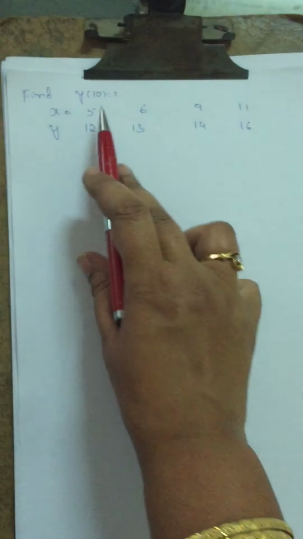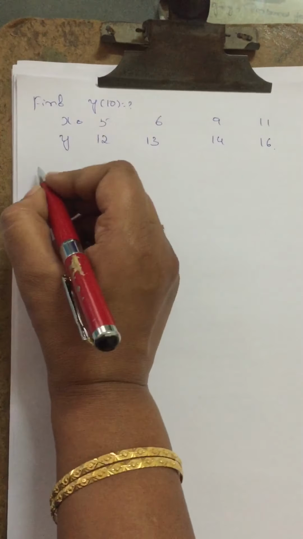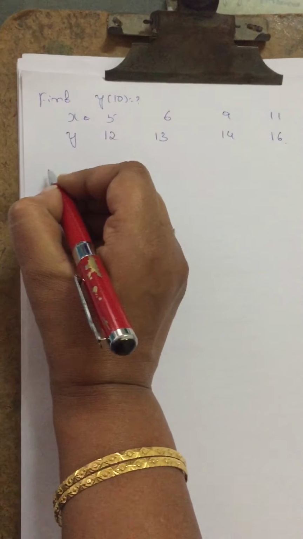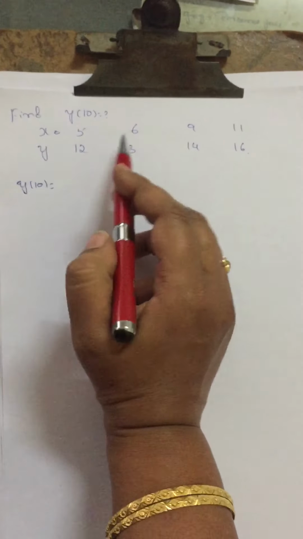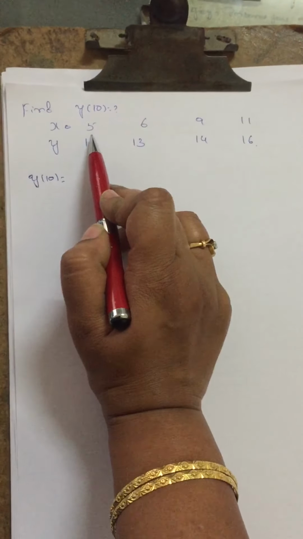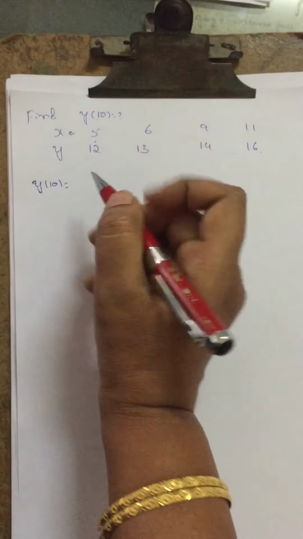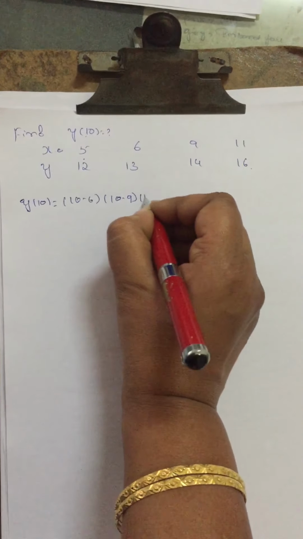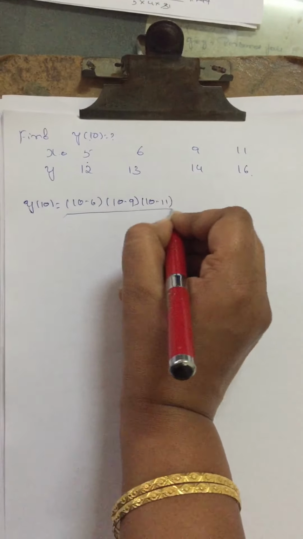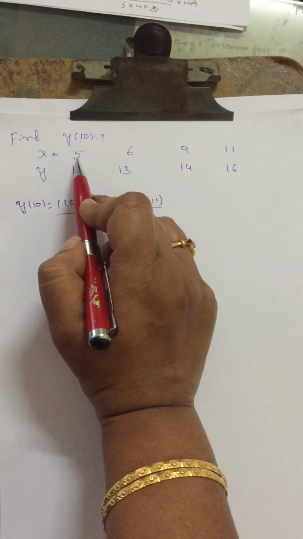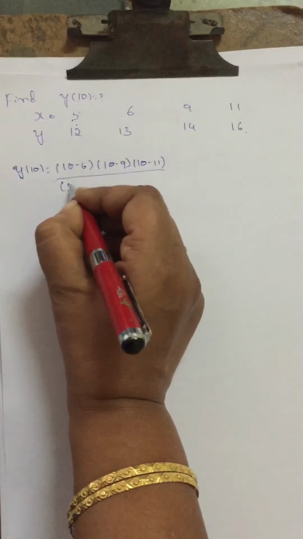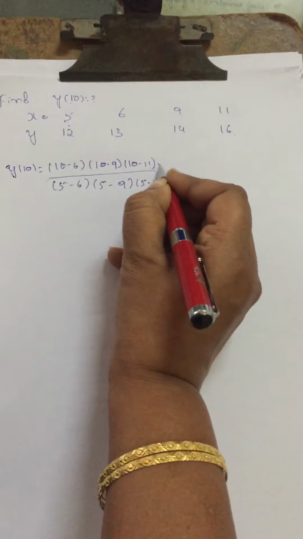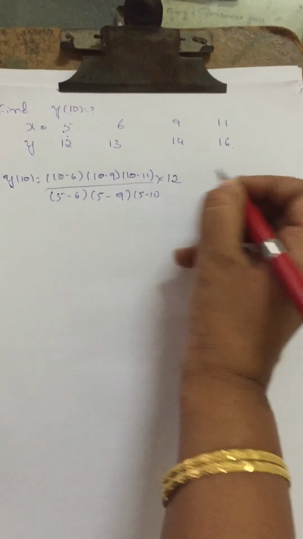So here also y of 10 means here we take x is equal to 10. So first here there is no rule to write the formula. Okay, so y of 10 is equal to, here also same concept, in the first term neglect the first term, remaining terms subtract with 10, that is 10 minus 6, 10 minus 9, 10 minus 11 divided by, in the numerator we neglect 5, so in the denominator subtract with 5, that is 5 minus 6, 5 minus 9, 5 minus 11 into the corresponding y value 12.